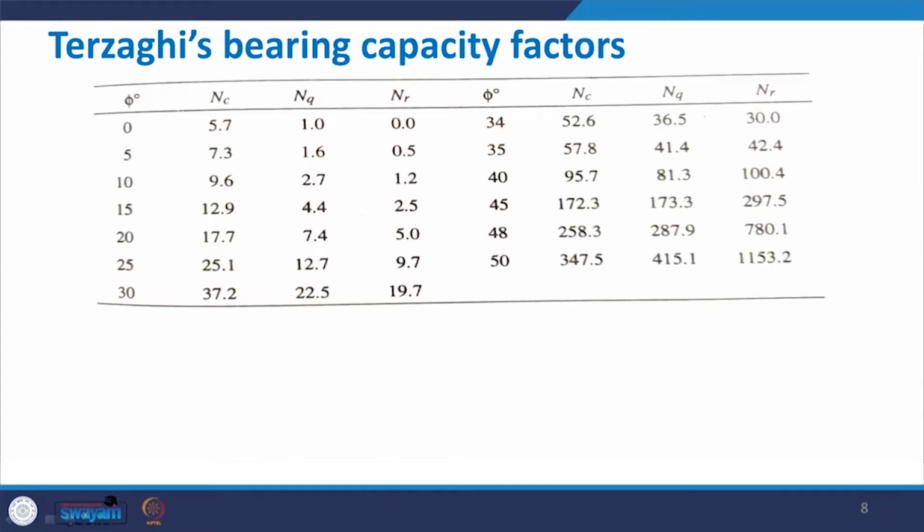The same thing is for N gamma. One important point to be noted in this table is that when phi equals 0, the value of NQ is 1, unity, and N gamma is 0. This is the position irrespective of the type of theory, Terzaghi's theory, or the IS code that we are going to talk about later. So, these values are fixed, that is, when phi equals 0, NQ is 1 and N gamma equals 0.